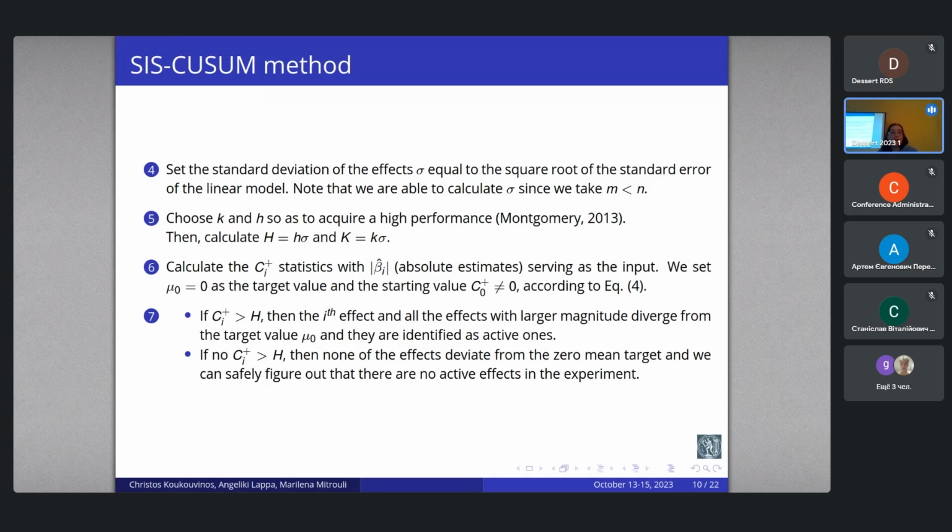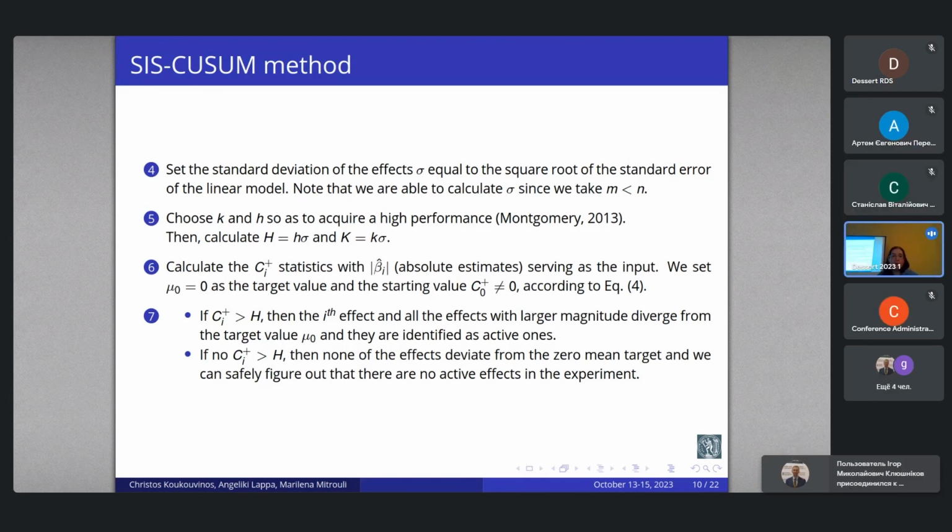In order to calculate the Ci plus statistic of the Cusum chart, first we set the standard deviation of the effects equal to the square root of the standard error of the linear model that we already know. And then using k and h according to Montgomery, we calculate the decision interval and the reference value. Given all these parameters, we say that if the Ci plus statistic is greater than h, then we can say that this factor is an important active one. Otherwise, we can say that this factor is inactive, and we can further investigate the other factors.